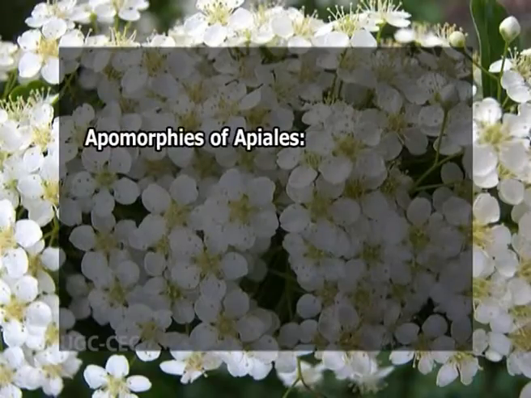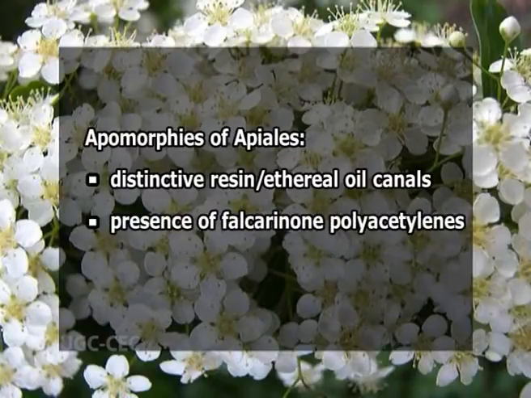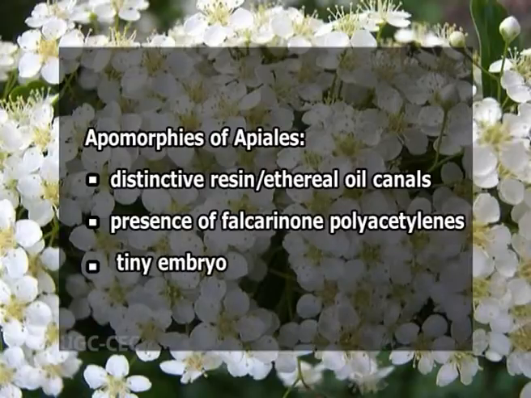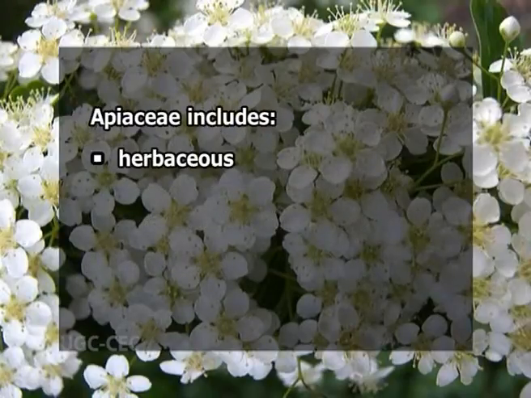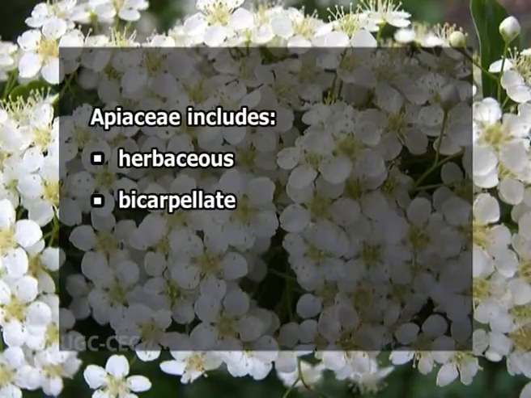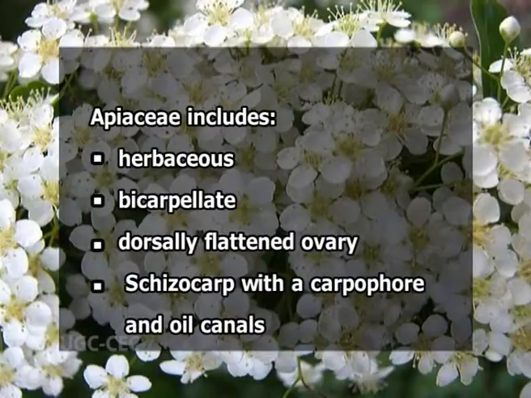Apiaceae and the three sister families share common features, what we call apomorphies. These apomorphies in these four families are distinctive resin or ethereal oil canals. Also, they show the presence of falcarinone-type polyacetylenes. And lastly, all these four families have a tiny embryo. The family Apiaceae includes herbaceous taxa having a bicarpellate, dorsally flattened ovary, and their fruits are schizocarps, which have a carpophore and oil canals called vittae.